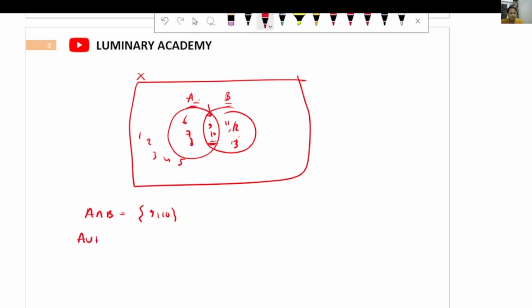Now if they ask you A union B, you need to include all the elements present in A and B. So I will start with 6, 7, 8, 9, and do not repeat an element if it is repeated: 9, 10, 11, 12 and 13. So this is your answer. This is how we need to understand these two important topics, and I hope you got the logic and understand the basic concept of set notation and Venn diagram.